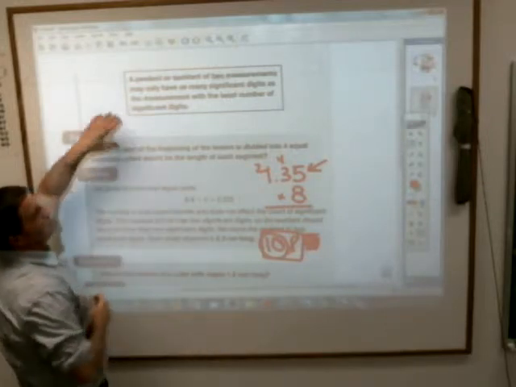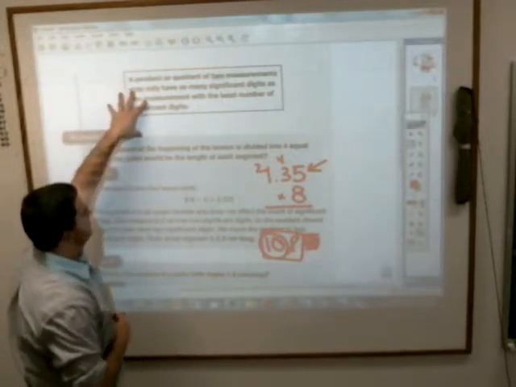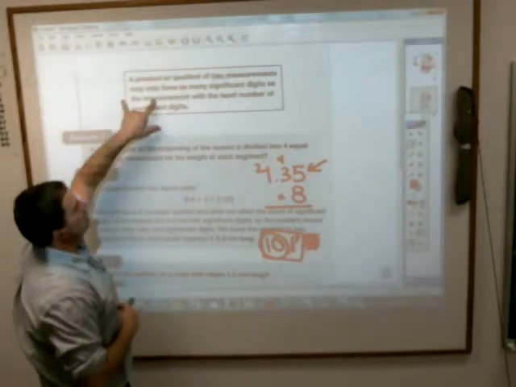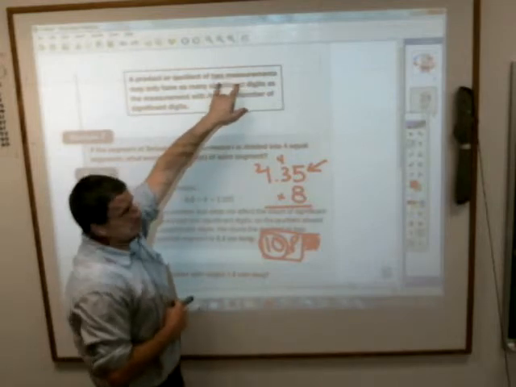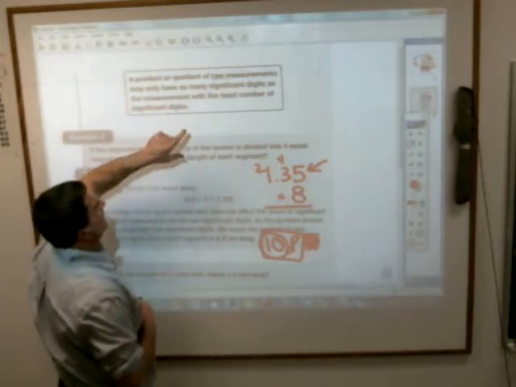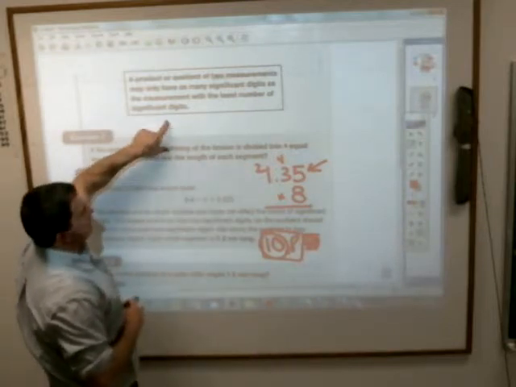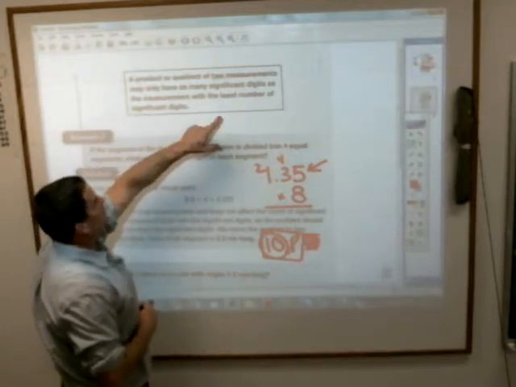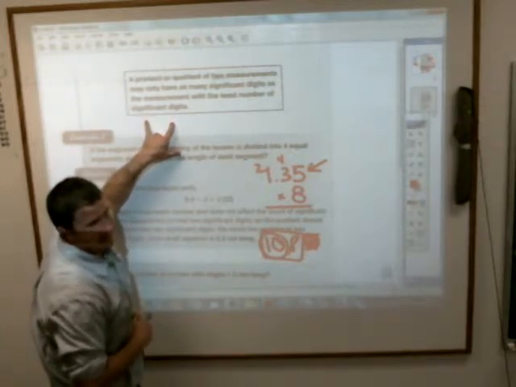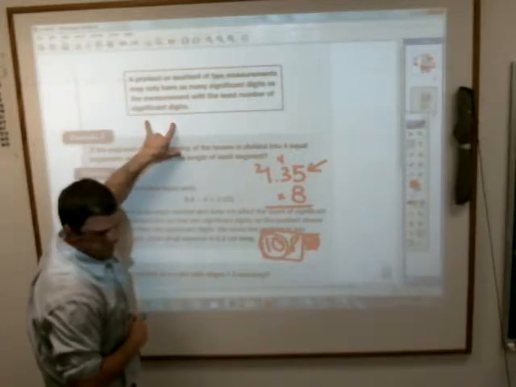Now, here are the rules that you need to write down, okay? When you multiply or divide 2 measurements, that's the one we just talked about, you can only have as many significant digits as the measurement with the least number of significant digits. Write that down and I'll tell you what it means.